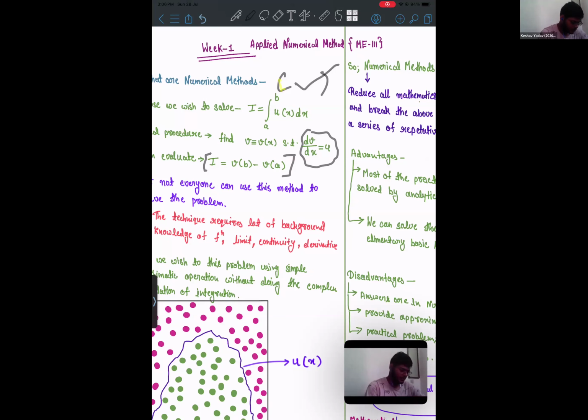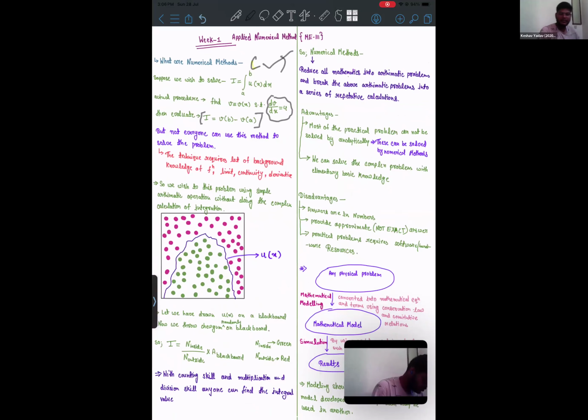But the issue here is that not everyone can solve this problem. As you know, before integration, we were first introduced to limits, continuity, functions, and differentiability. Then we moved towards integration. So to solve an integration problem, we need knowledge of continuity, derivatives and so on. If I give this problem to a 6th class student, he will not be able to solve it.